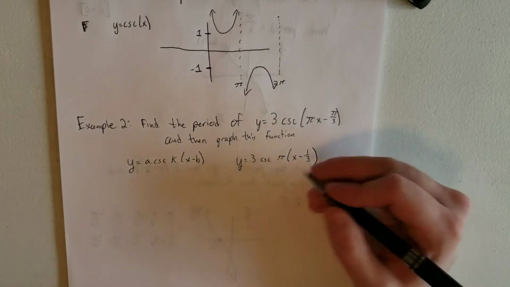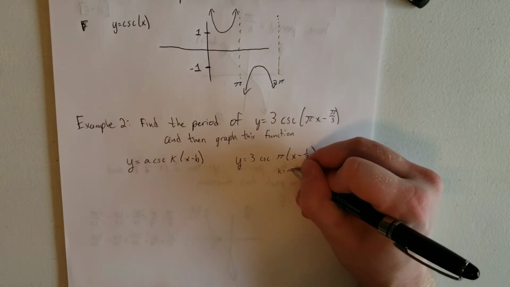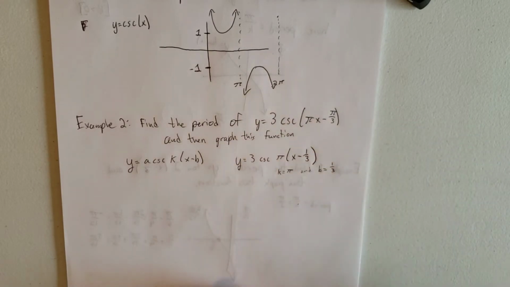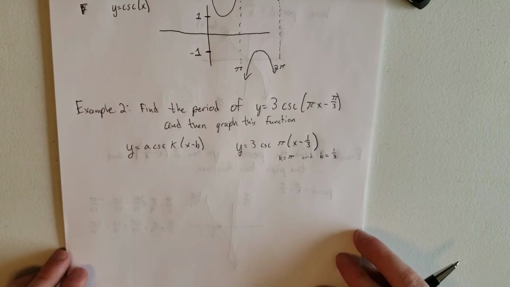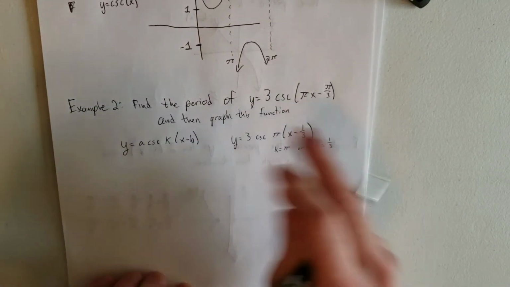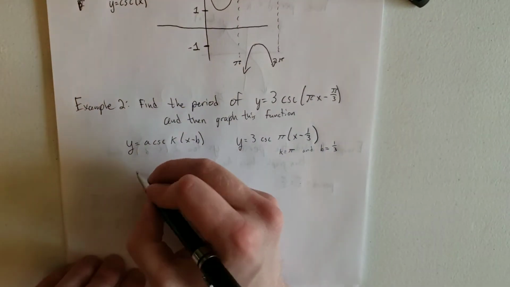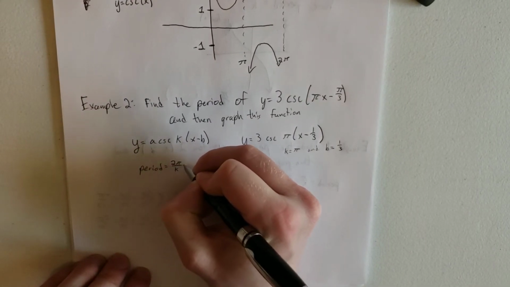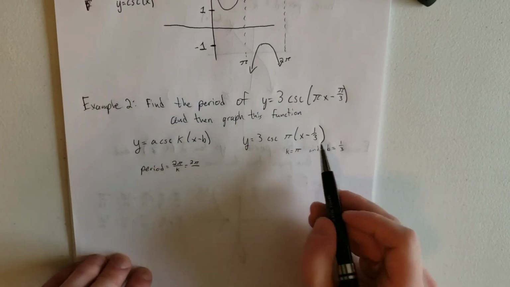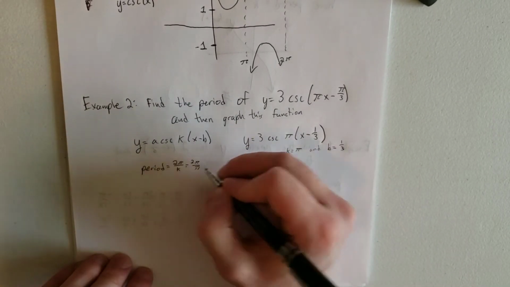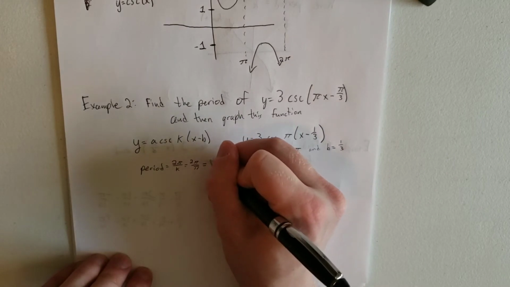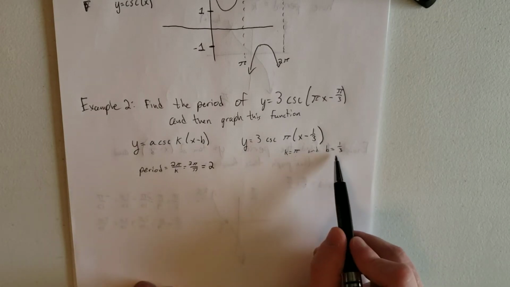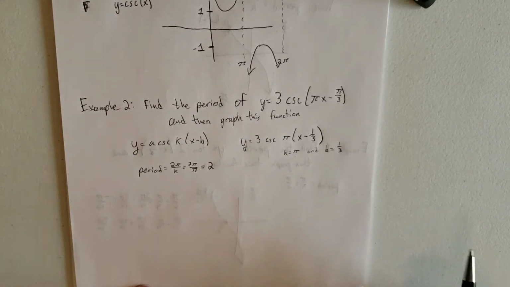So this tells us that k is equal to pi, and the phase shift b is 1/3. So what does that tell us? Well, that tells us our period is 2 pi over k. So that is 2 pi over pi. So that tells us the period is 2. And the phase shift is 1/3, so it means we move everything over to the right 1/3.